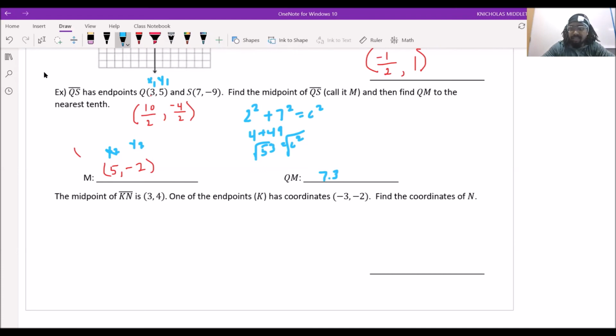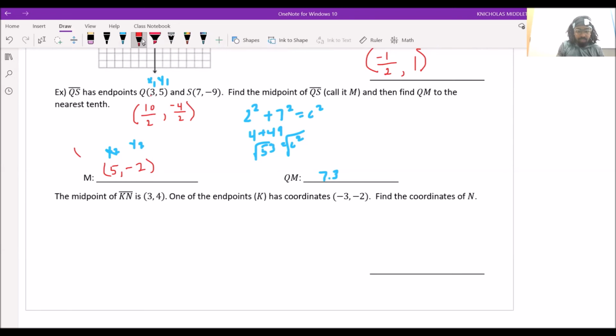Here is a little bit of a different question. In this problem, they give us the midpoint. They say the midpoint of KN is (3, 4). One of the endpoints, K, has coordinates of (-3, -2). Find the coordinates of N. So let's look at that. We're given a line. Doesn't matter how the line looks, really.